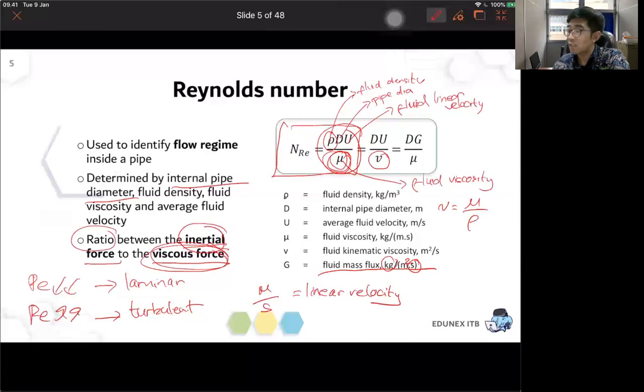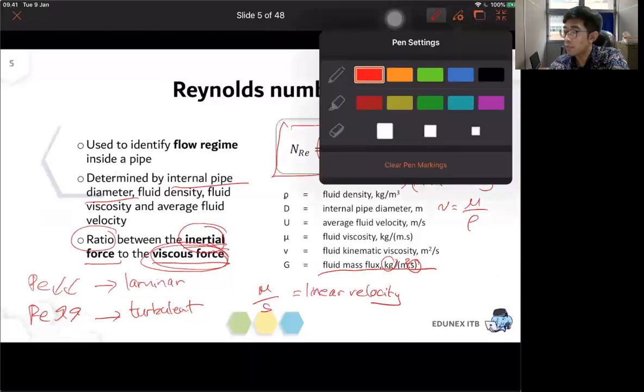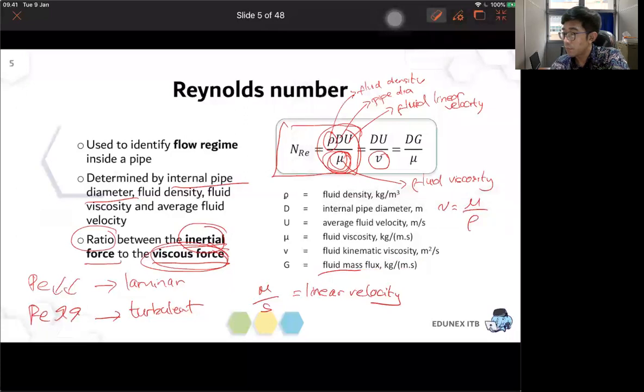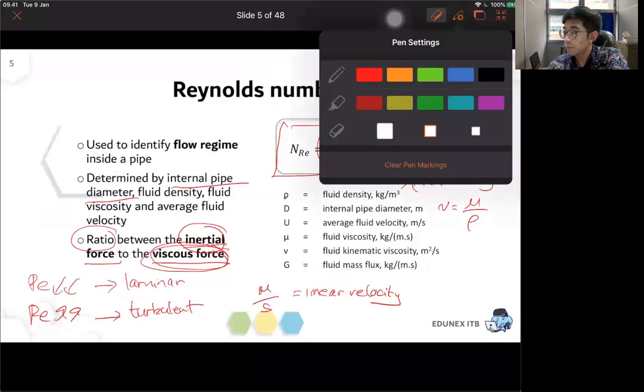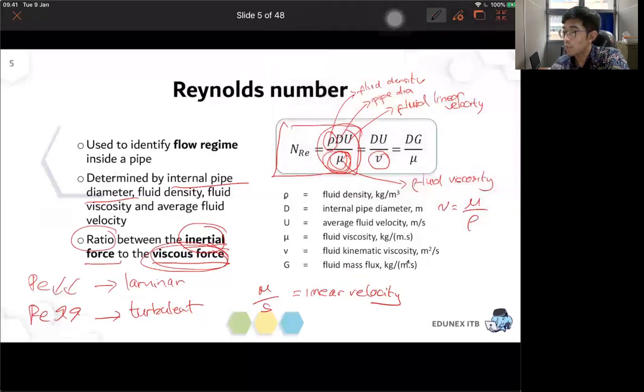Ya, tolong dikoreksi di bagian ini. Please correct this part. This one should be this one. Mass flux will be rho times v. The unit of the fluid mass flux is mass flow rate, kilograms per second, divided by square meters.